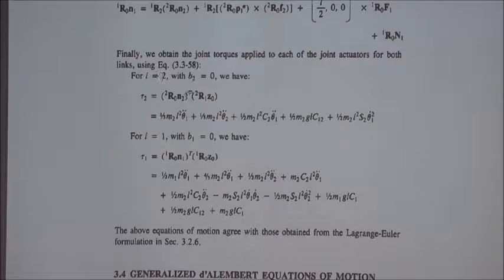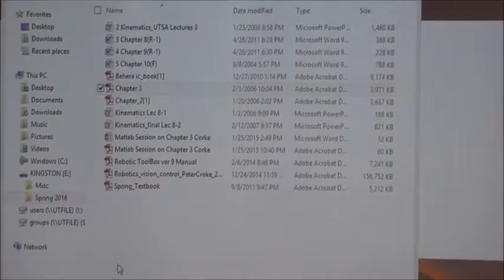Final result will be right here. This tau 1 is given by this equation. Tau 2 is given by this equation. These are the two same differential equations you saw in the Lagrange-Euler, or rather Newton-Euler formulation. So this chapter 3 of Fu's book gives you two different derivations of the same robot. And they're both the same value. So this is one thing I wanted to indicate to you.